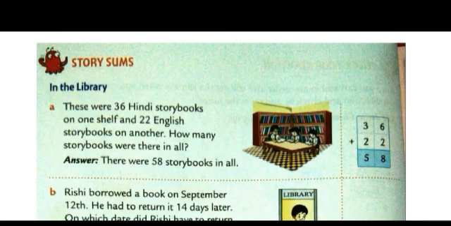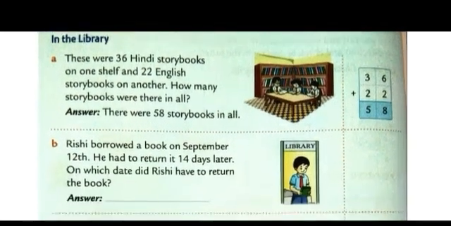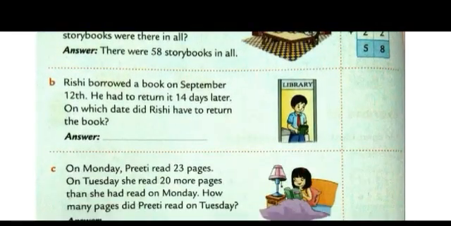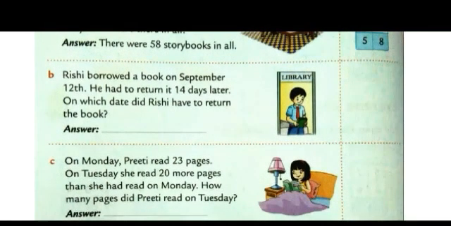Now we move on to our last topic for this chapter, that is story sums. Okay, we'll start with the second one. Rishi borrowed a book on September 12th. He had to return it 14 days later. On which date did Rishi have to return the book? They are saying that Rishi borrowed a book on 12th of September and he had to return the book after 14 days. So on which date he has to return the book?